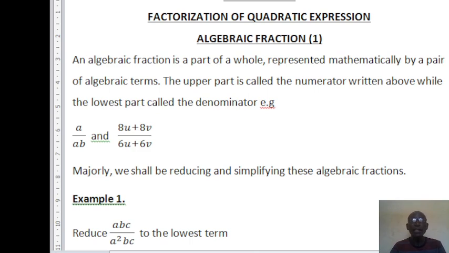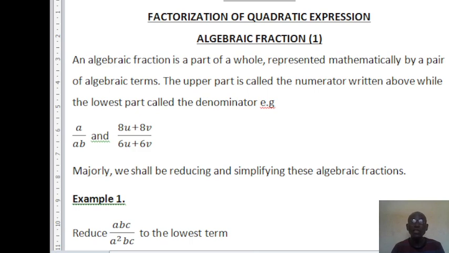Today we are in lesson 7. Our topic is factorization of quadratic expressions. Algebraic fractions 1 is our subtopic. So what is an algebraic fraction? An algebraic fraction is part of a whole.